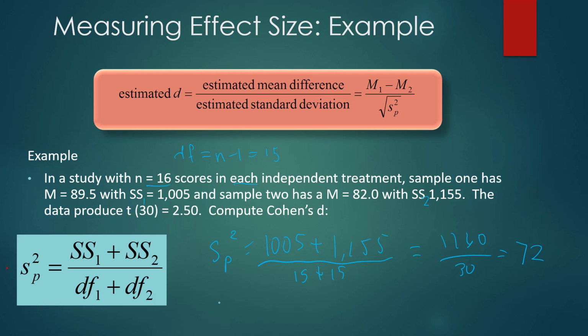Next, to calculate Cohen's d, Cohen's d is going to be the difference between mean 1 and mean 2, so 89.5 minus 82, over the square root of 72, which is going to give us 7.5 over 8.485, which is going to give us 0.884 if we round up.